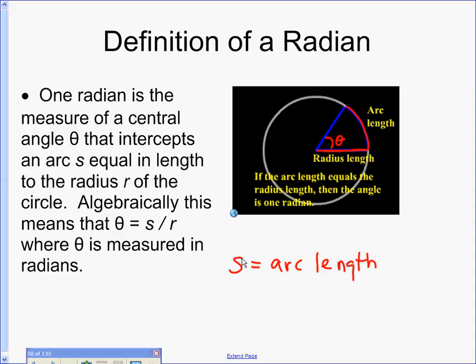And so we can take that a little bit further and say that the angle theta is always going to be equal to S, which is our arc length, divided by our radius. And theta would be measured in radians in that case.